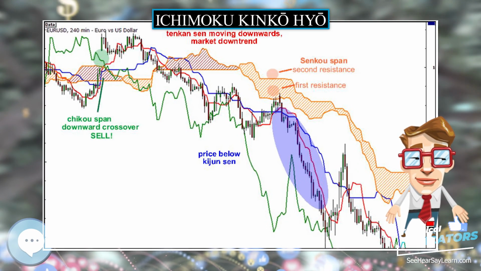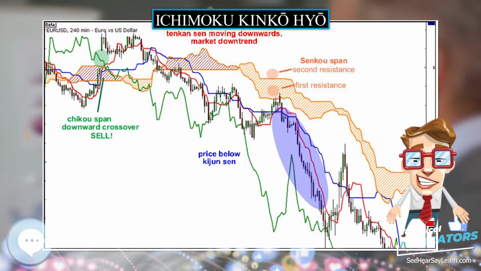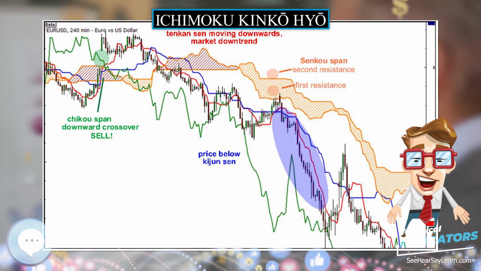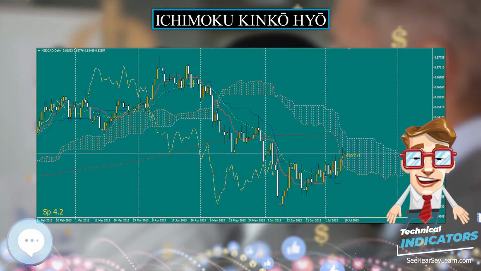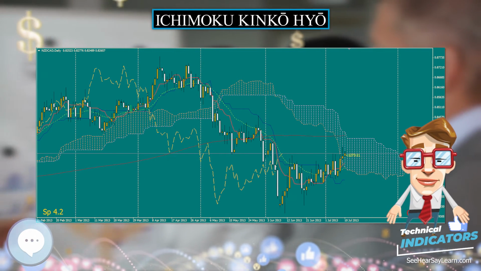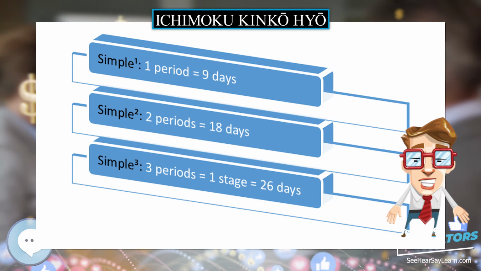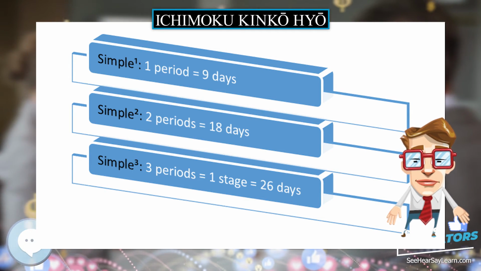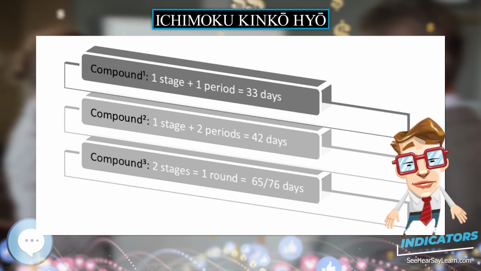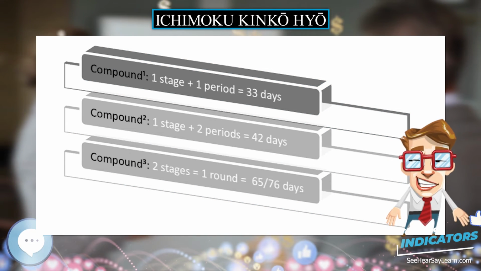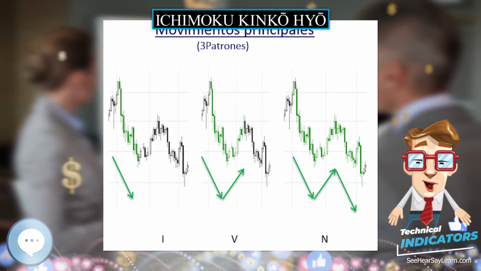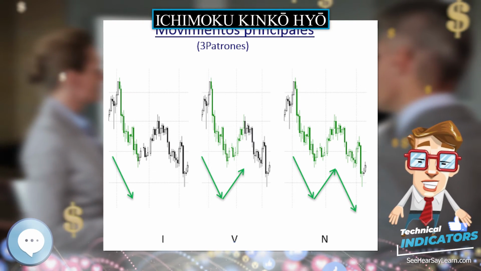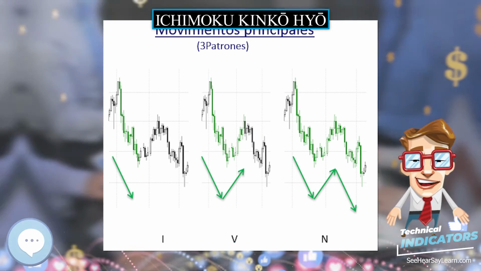Chikou Span. Calculation: today's closing price projected back 26 days on the chart. Also called the lagging span, it is used as a support/resistance aid. If the Chikou Span or the green line crosses the price in the bottom-up direction, that is a buy signal. If the green line crosses the price from the top down, that is a sell signal.